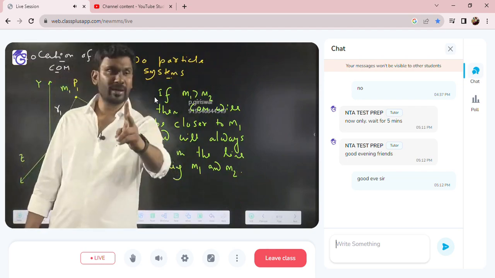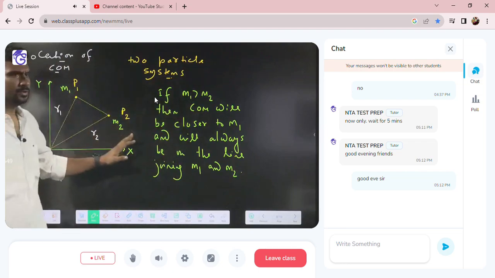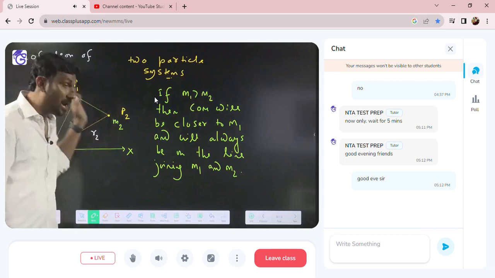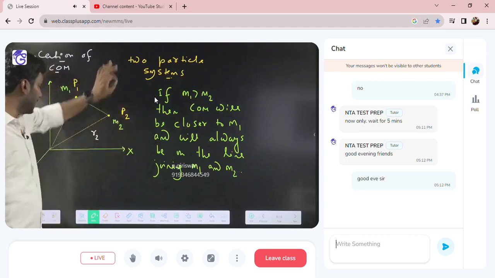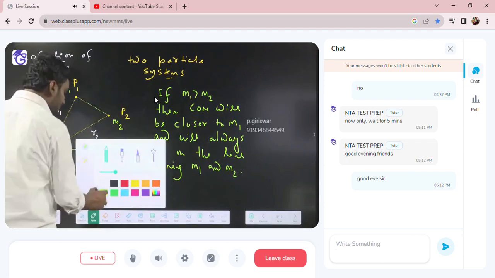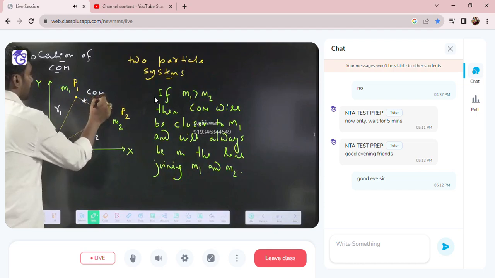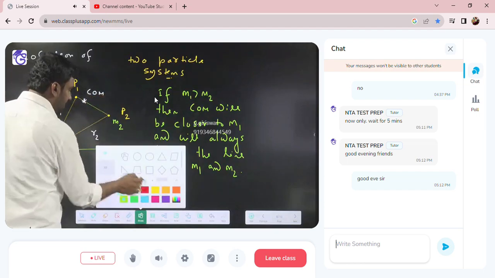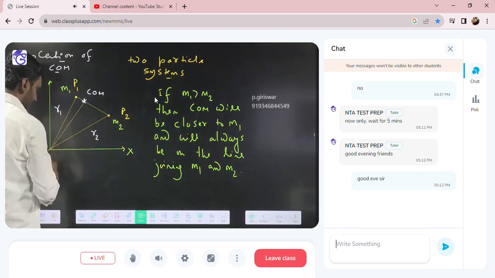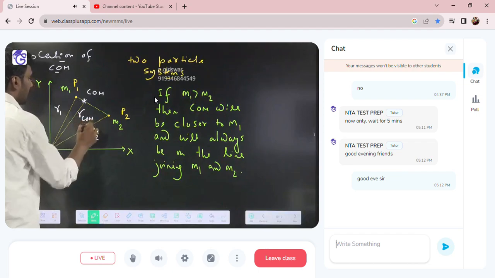We will take two examples in which we will prove that point also. As of now, m1 greater than m2, center of mass will be closer to the heavier mass, that is m1, and it will be along the line joining, no other points. It will not stay here, here or here randomly. It will stay on the line joining m1 and m2. So I'll say that the center of mass will stay here. This is the center of mass. So I'll take it like this. So this will be our center of mass.